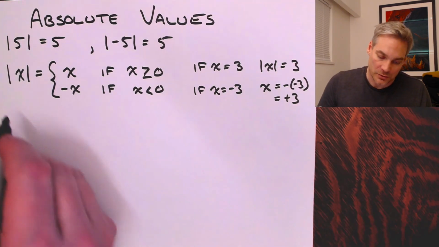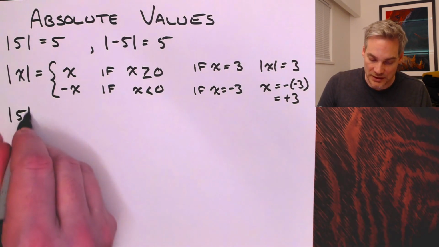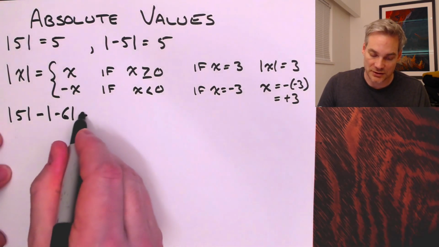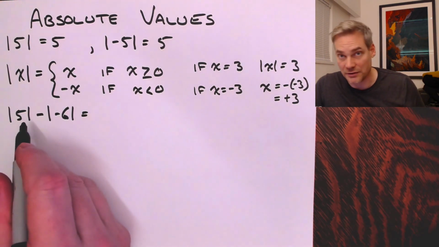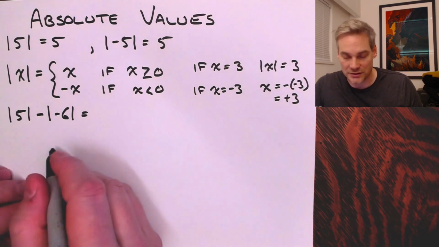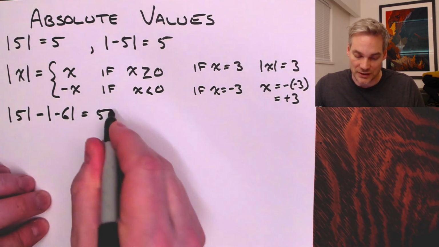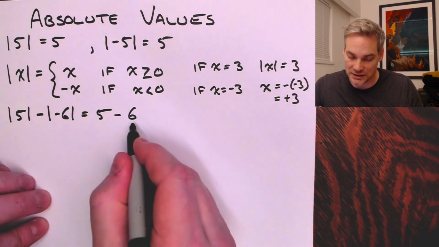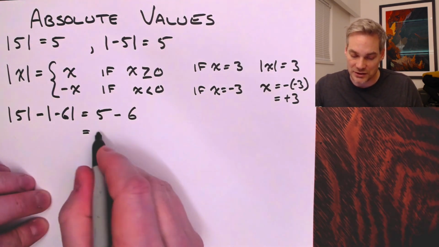Now, what if we had something like the addition or subtraction of absolute values? They have the absolute value of 5 minus the absolute value of 6. Well, the absolute value of 5 is just 5, minus the absolute value of 6, which is 6. So that's just negative 1.